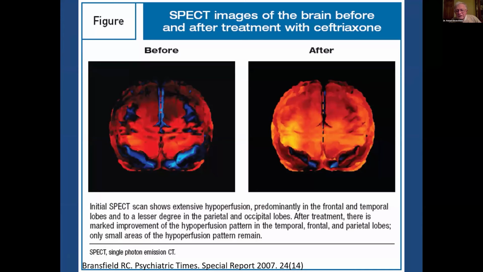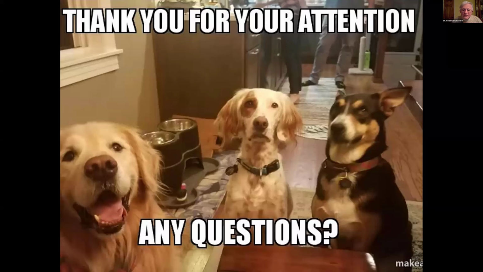This person took 16 months of intravenous treatment. And the dark areas go with lower functioning in the brain, whereas the lighter areas showed better functioning. Very high functioning before, then low functioning when ill, better now. So there is hope for treatment. And thanks for your attention.